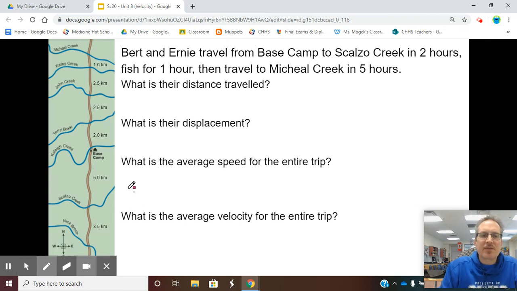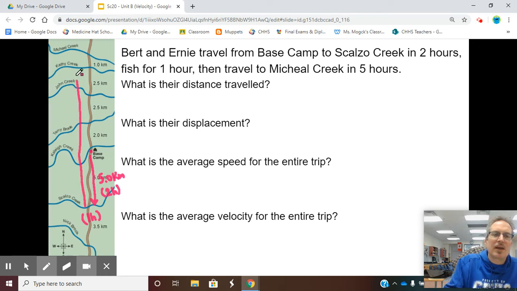So Bert and Ernie traveled from base camp, so that would be right here, to Scalzo's Creek. And we already saw that that is 5 kilometers. And it says we can do that in 2 hours. We then fished for 1 hour in the creek. And then from here, we traveled all the way to Michael's Creek. So that is all the way up here. Not very good at drawing a straight line.